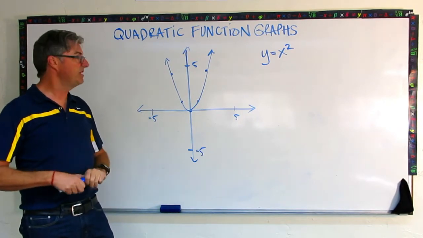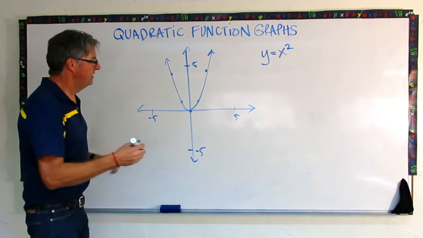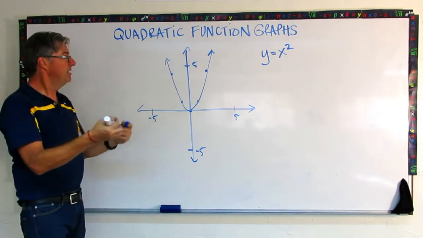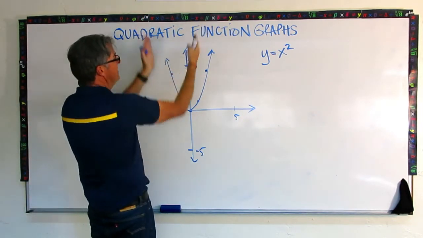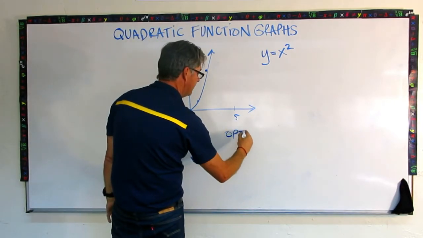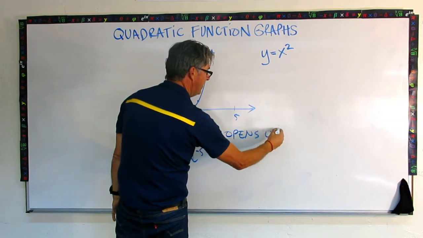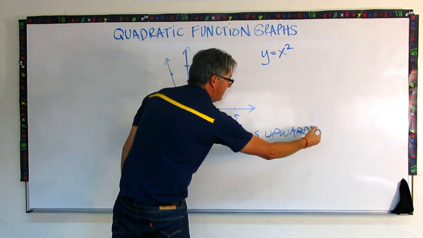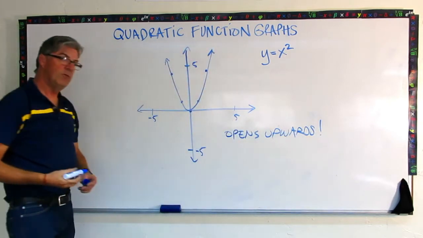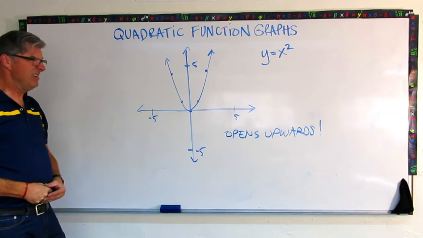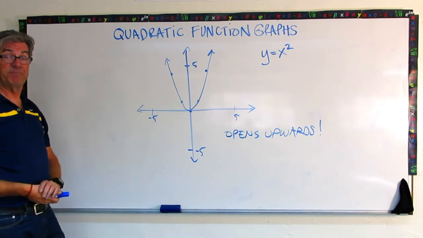So I want to make some points about this. First off, this parabola opens upwards. Okay? And this is what we mean by opening. The open part is pointing up. So this opens up. What do you think it would take to make it open down? Okay? How could I make it open down?